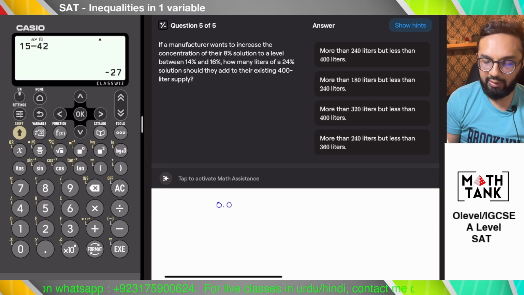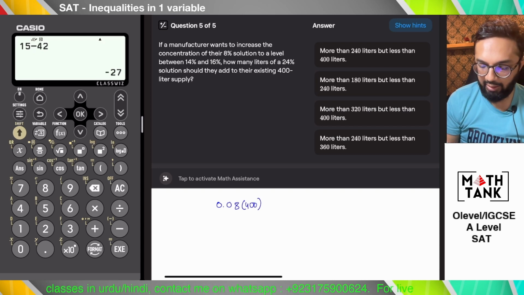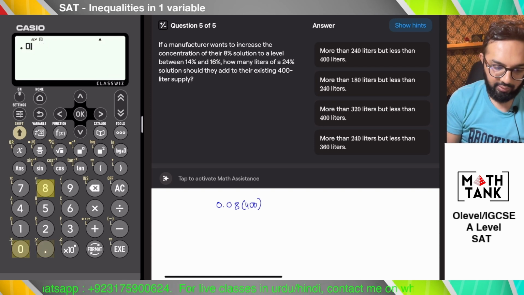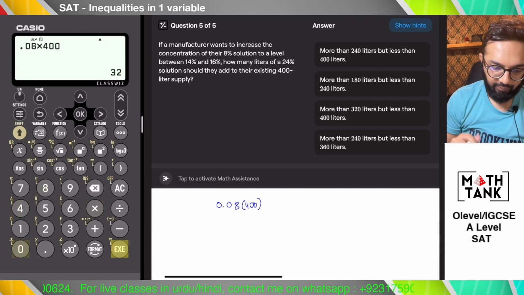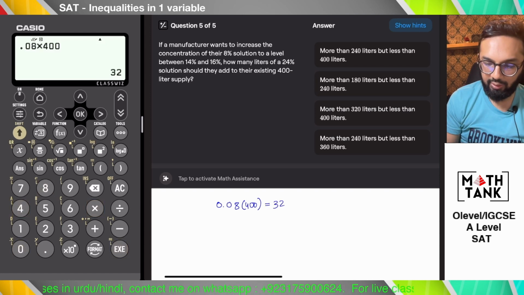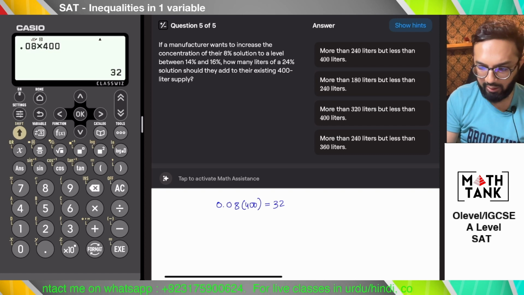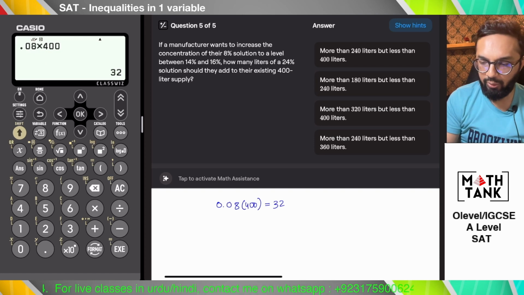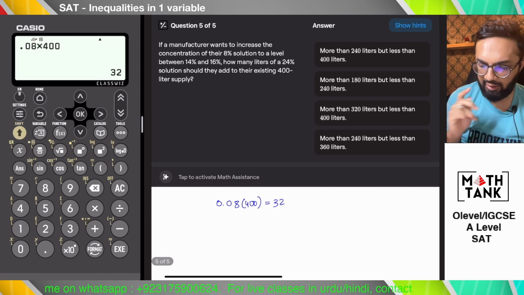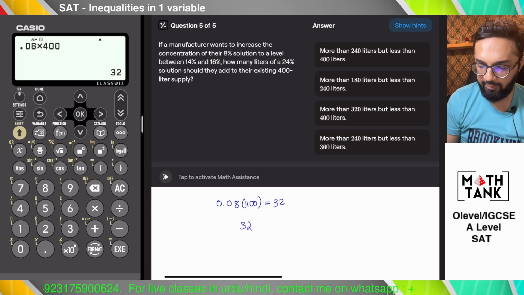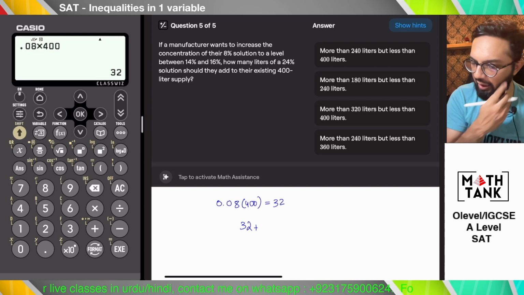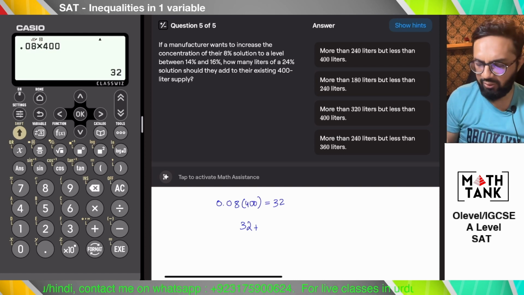So they have an existing 400 liter supply. Okay, so right now they have 0.08 times 400. So right now they have 32 liters of their chemical that they want. They want to add a 24% mixture. So it says more than 240 liters, but less than 400 liters. So I think the best way out is to make an inequality out of this. I think that should work.